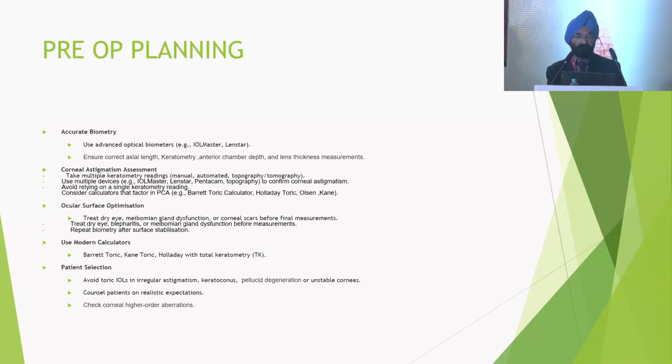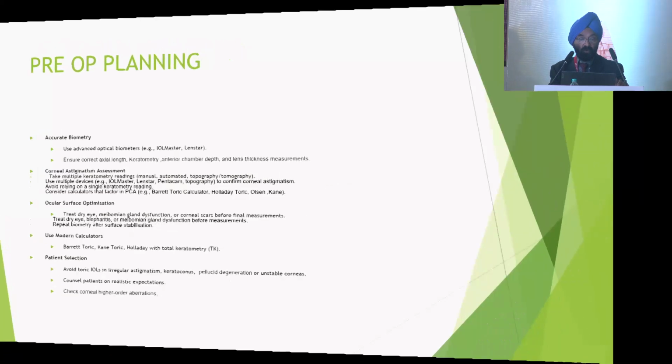And preoperative planning includes, like Dr. Arup very nicely pointed out, accurate biometry, corneal astigmatism assessment, ocular surface optimization, and please use modern calculators like Barrett toric, Kane toric, or the online calculators. And the patient selection should be very good. Avoid toric IOLs in irregular astigmatism. It is debatable in keratoconus, and always under-promise and over-deliver. And please also check higher order aberrations.